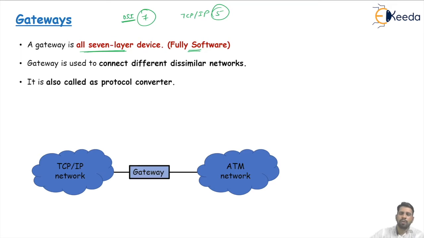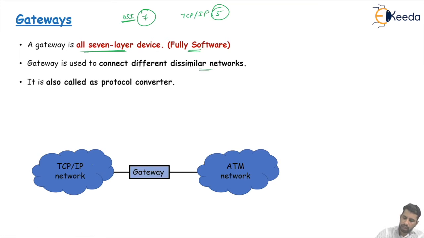We can say that the gateway is fully software, properly software. Why do we say this? Because it has only a little part of hardware: only the physical layer property, that is the regenerating or repeating property of the physical layer. All the above layers, data link layer, network layer, transport layer and application layer, are software layers. That's why we say more software, less hardware, or purely software. Mainly a gateway is used to connect different dissimilar networks.